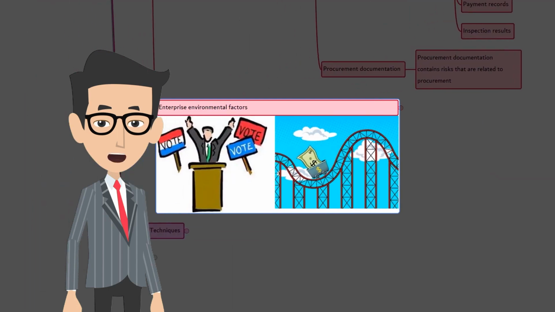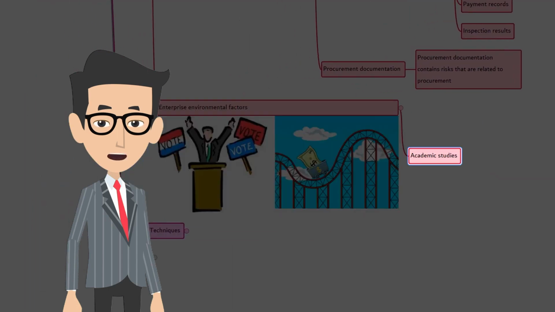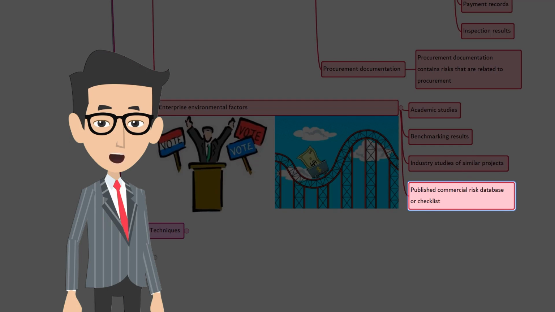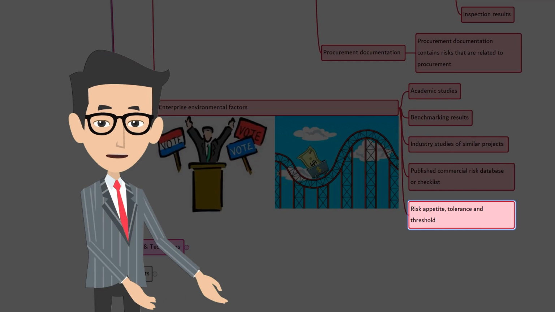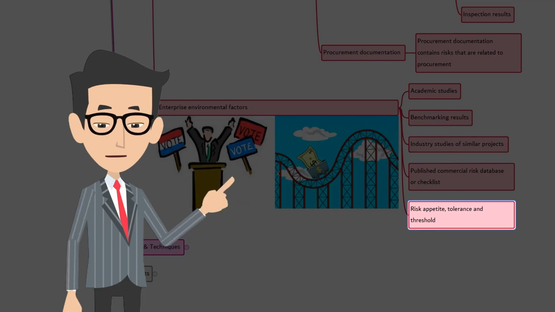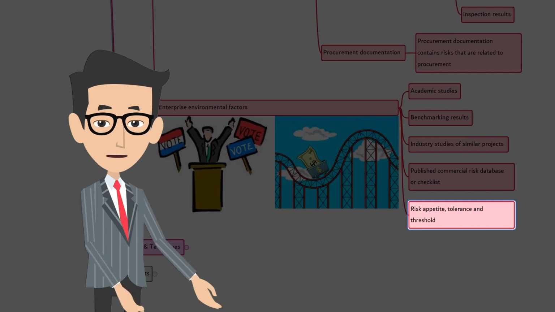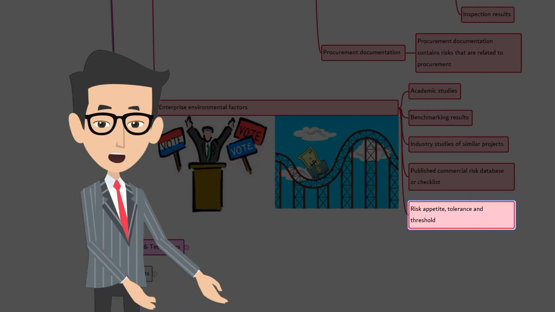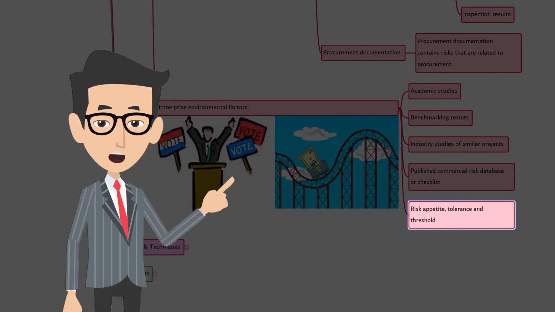The fifth input is enterprise environmental factors. Academic studies, benchmarking results, industry studies of similar projects, published material including commercial risk databases or checklists, organizational risk appetite, tolerance, and thresholds. This helps you to identify the impact of a risk and rank risk, and this information will be helpful to determine which risk response strategies to use. So, these are some of the key enterprise environmental factors to be considered as inputs.